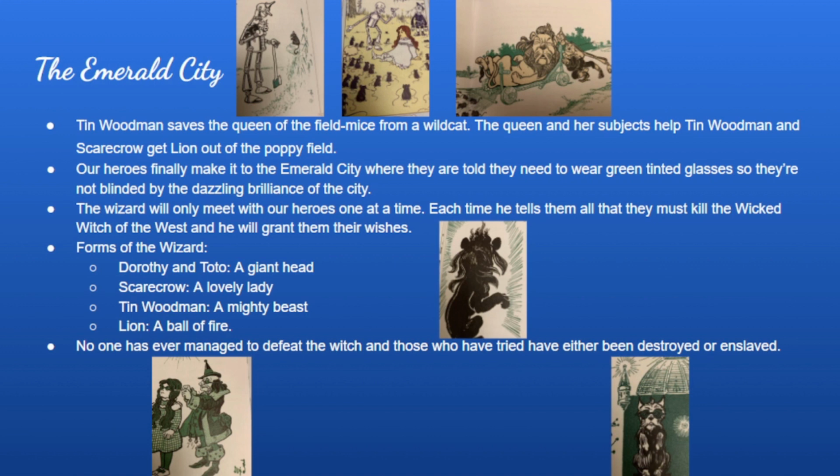Scarecrow is next, but this time the wizard has taken the form of a beautiful woman. He tells Scarecrow the same thing he told Dorothy, kill the Wicked Witch of the West. The Tin Woodman is given the same response, except Oz appears before him as a mighty beast. Lion is also given the same response, and this time Oz appears before him as a ball of fire.